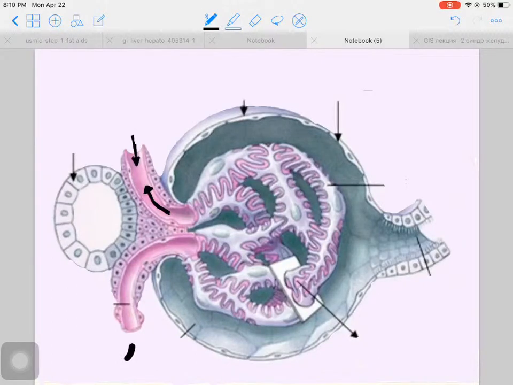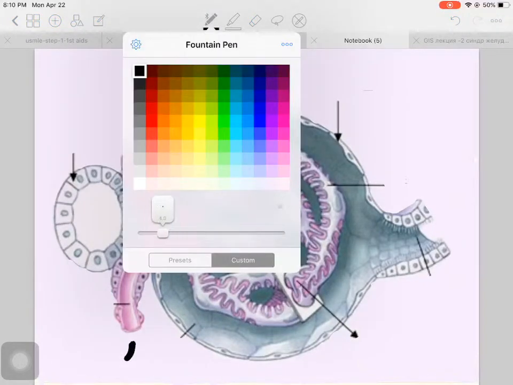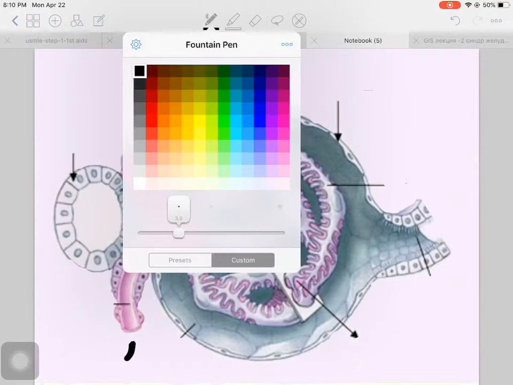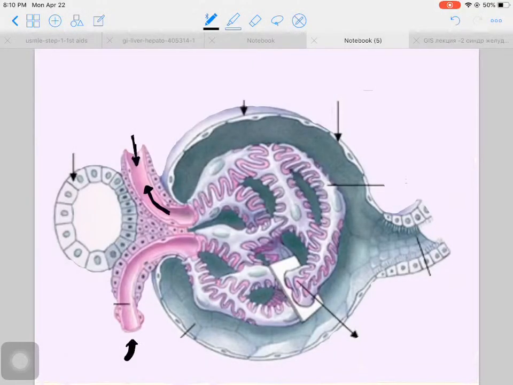Whenever blood enters the kidney through the renal artery, it enters the efferent arteriole and moves to the capillary network. So the blood enters the renal glomerulus through the efferent arteriole, then enters the capillary network called glomerular capillaries.